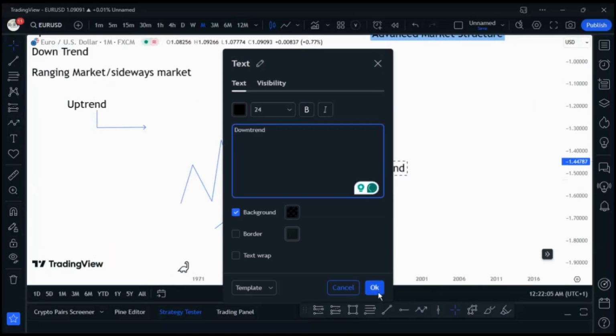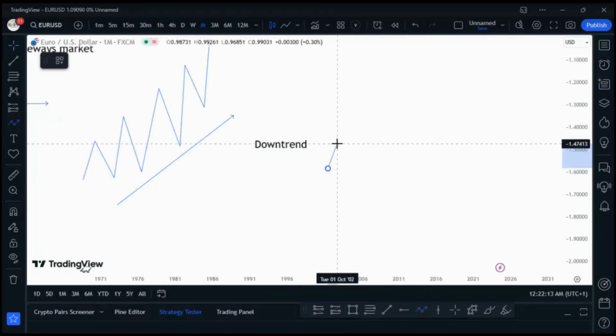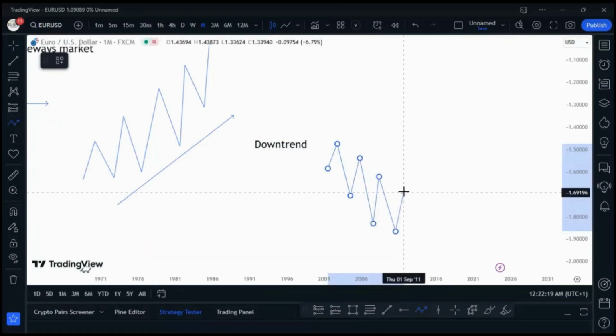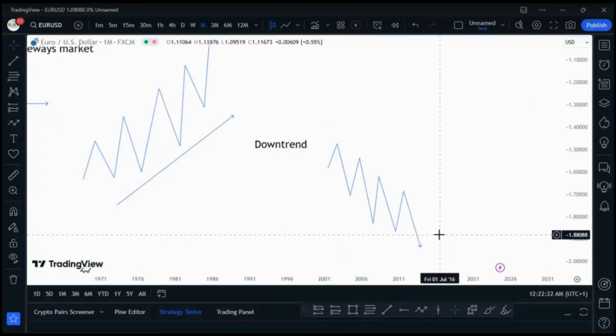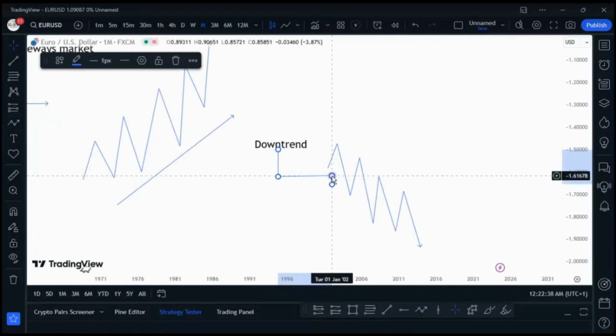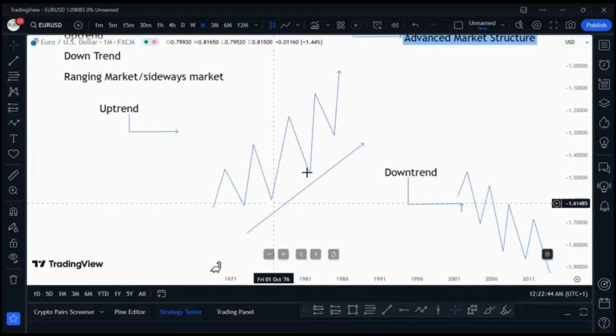It's actually the opposite. For the downtrend market, you can see that the market is repeatedly making lower highs and lower lows, moving up, moving down, moving up, moving down. But overall, it is going downwards. This is how the market is moving when we say downtrend. When we are talking about downtrend, it means that the market is going lower.